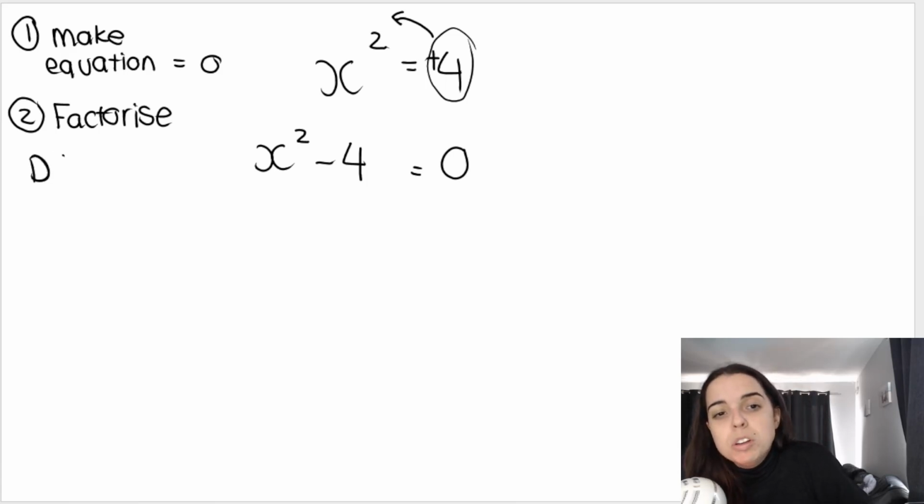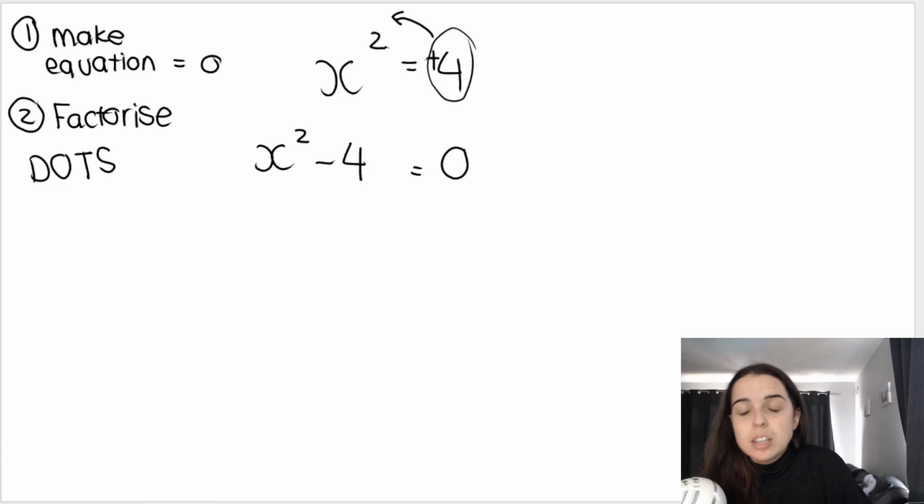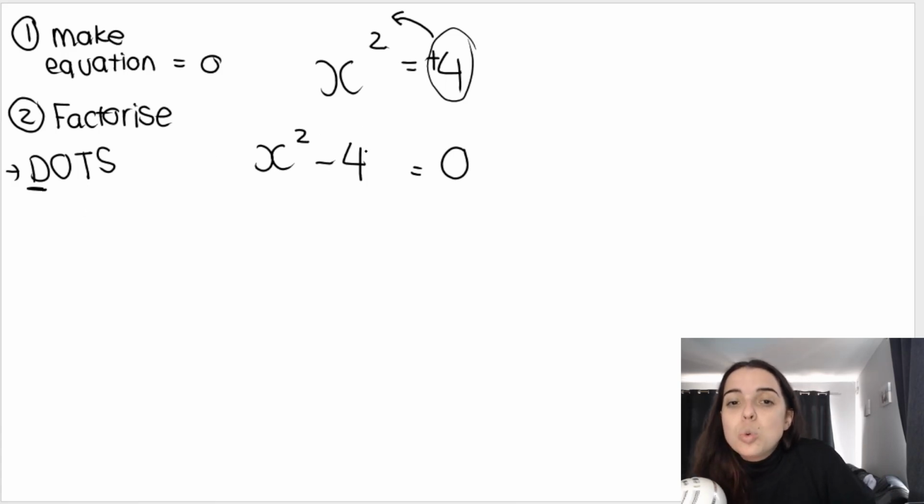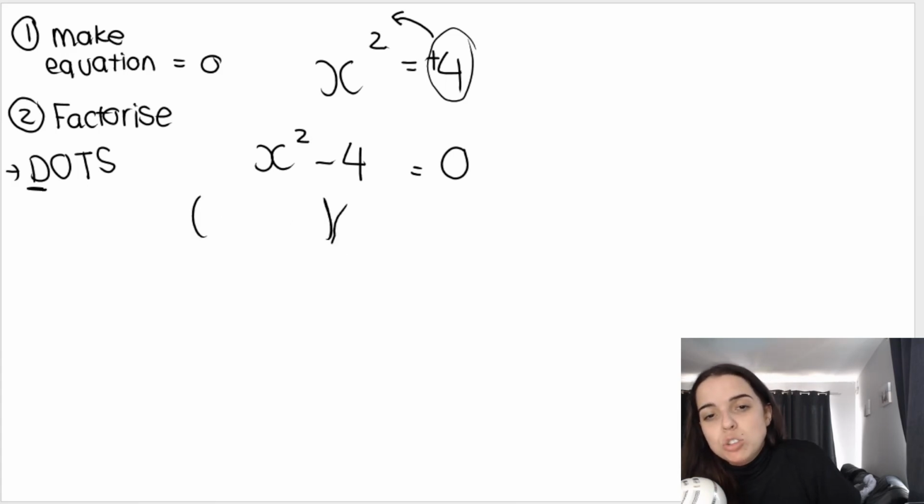This is what we call difference of two squares. I have two terms. There's a minus in between. This is how you know that you must do difference of two squares. Two terms, minus in between, because D means difference. Difference means minus. Minus in between. Square numbers and even exponents. And how we do it is two brackets, plus in the one, minus in the other.